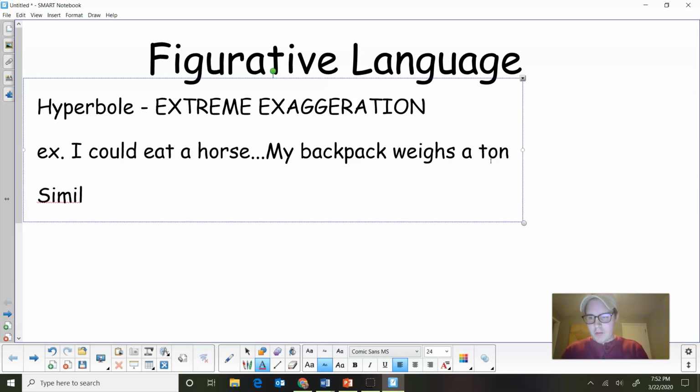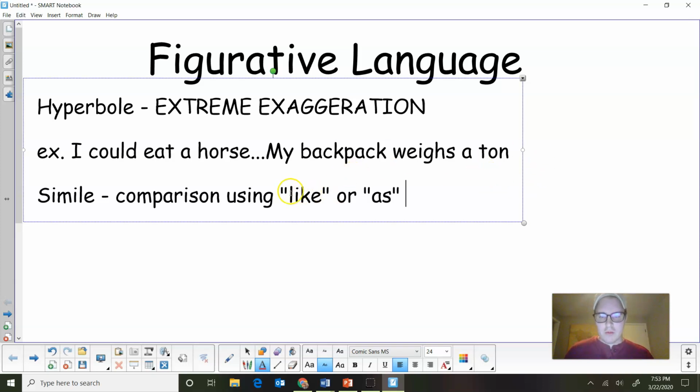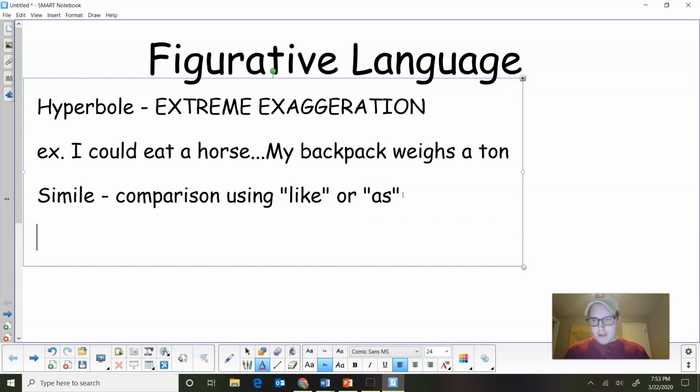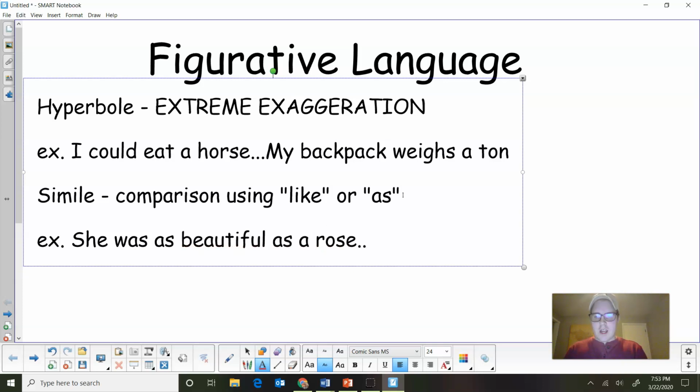Okay, next, we've got another popular figurative language device called a simile. It's a comparison using "like" or "as." All right, it has to have those two words in it, one or the other. You can either have like or as for it to be a simile. For example, she was as beautiful as a rose, all right? Literally, she's not a flower. That would be weird. But figuratively, she's gorgeous, all right?